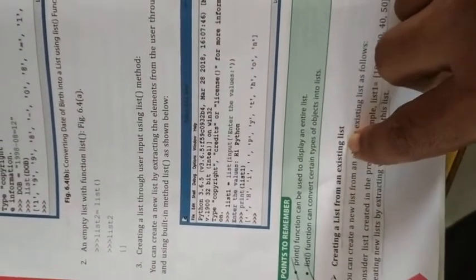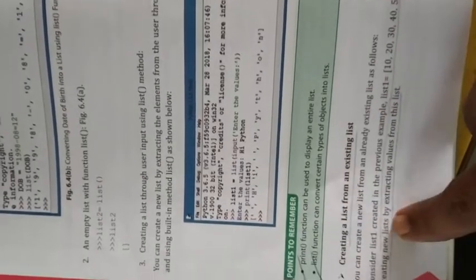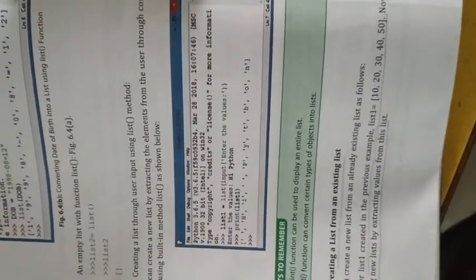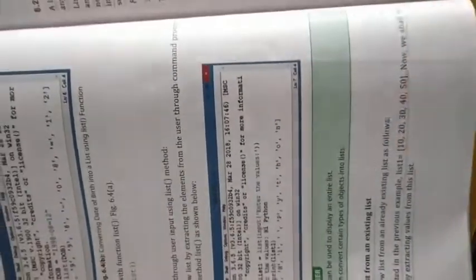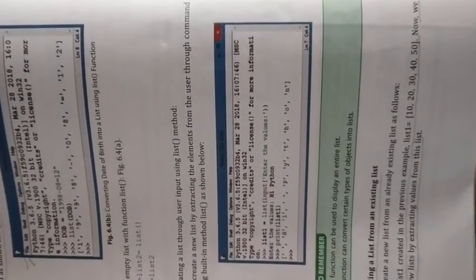Now see, creating a list from an existing list. These are the existing lists. Accessing the elements we will do later. Thank you for today. That's all.